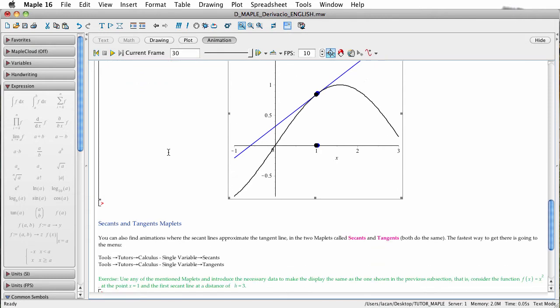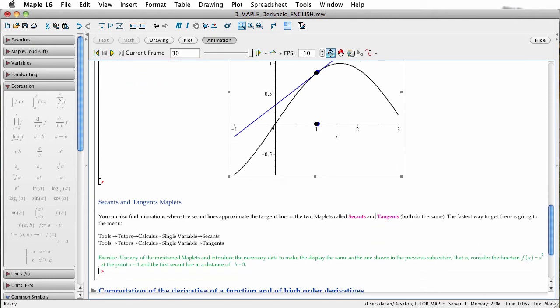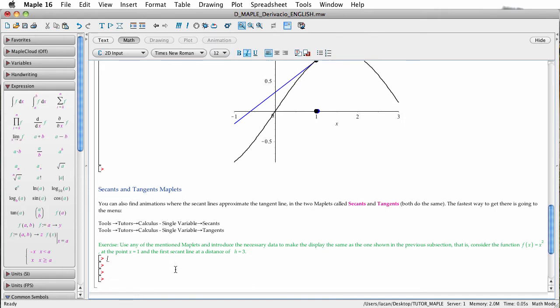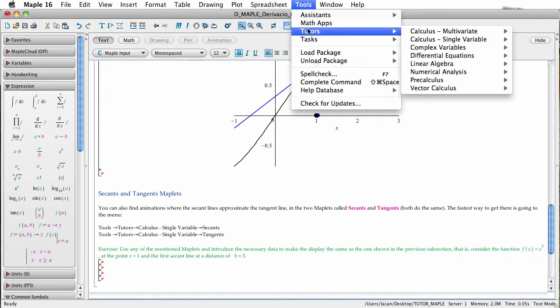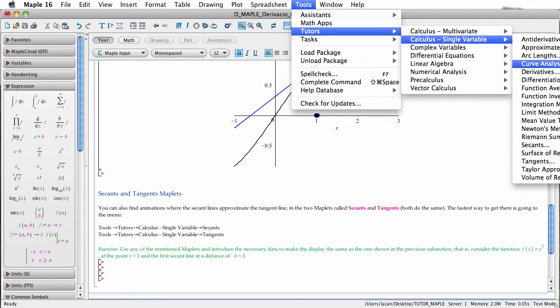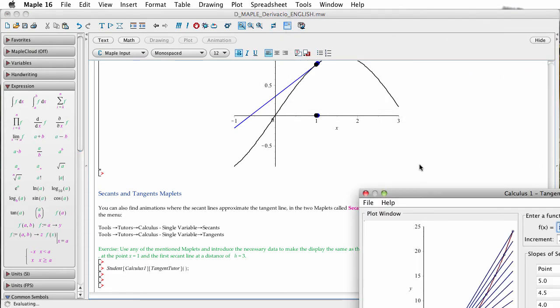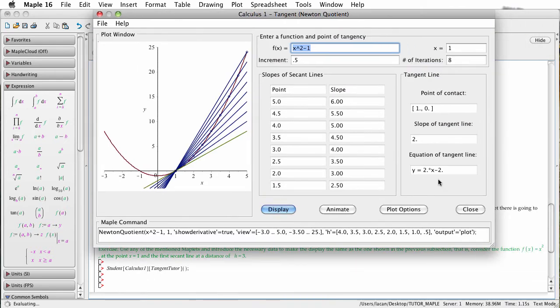This animation can also be done using these tutors, secants and tangents. So we are going to do this exercise. Remember, Ctrl J, Ctrl K and F5 to change from Math 2D to 1D. Now let's see what we have to do. We go to Tutors, Calculus, Single Variable, and we're going to use tangents, but you can use both. So if we press tangents we get this tutorial.